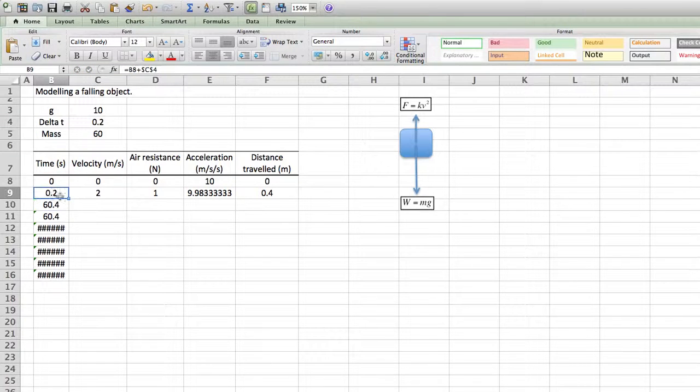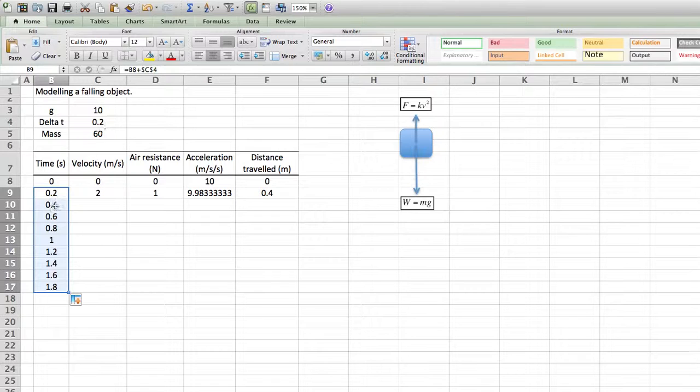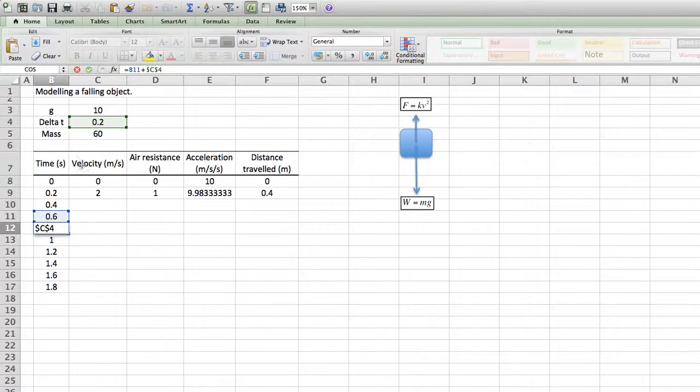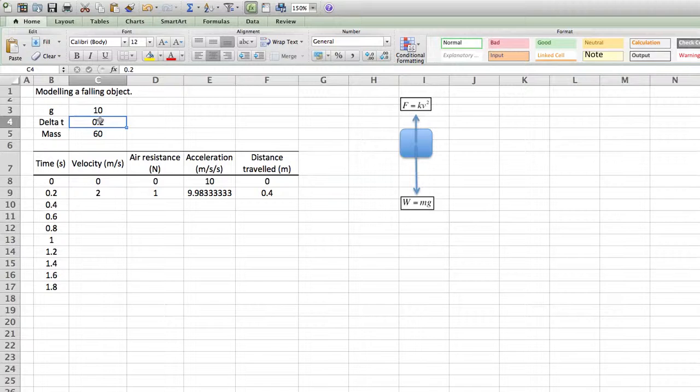Let me demonstrate. If I now drag that down, much further down, and I look at the cells, I'm using the one above, but that cell has been locked in place. Excellent. Now, if I change the delta t to 1, all the numbers change. Oops, wait a minute. This one, 0.2, these numbers will change.